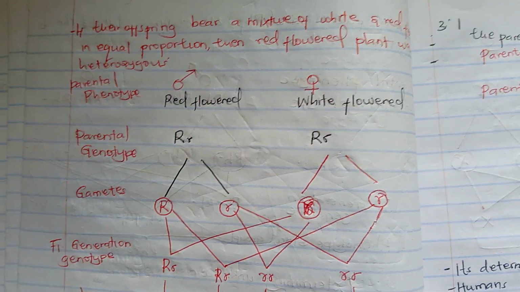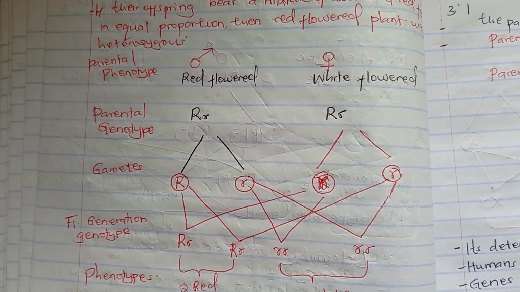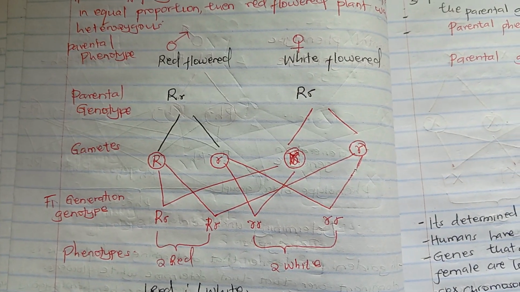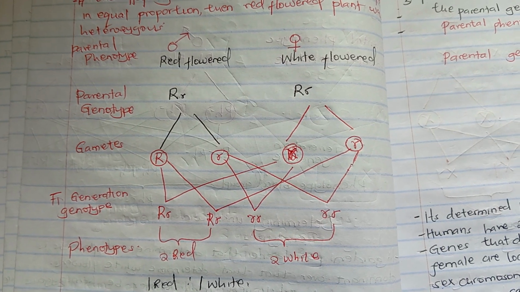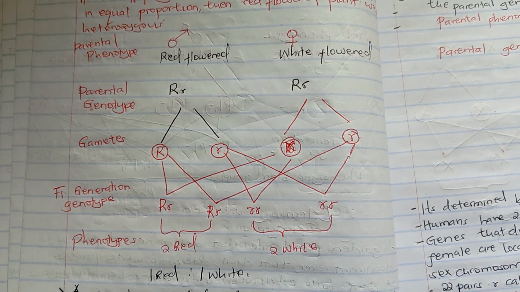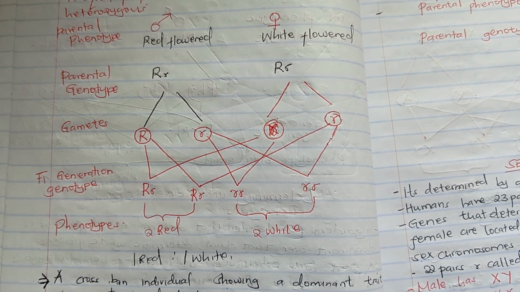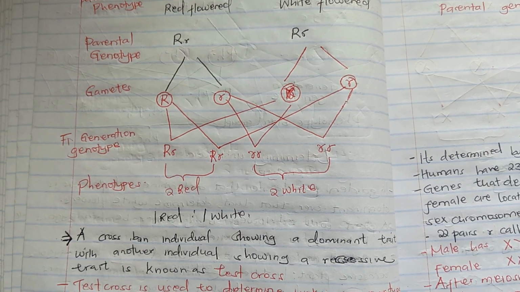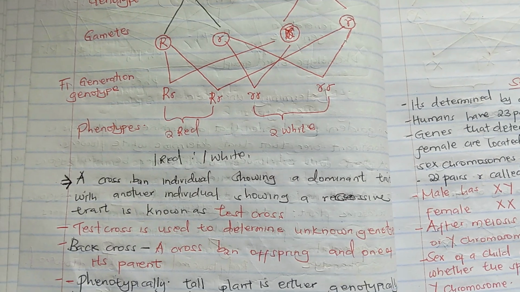If the offspring bear a mixture of white and red in equal proportion, then the red flowered plant was heterozygous, like this one. A red flowered plant and a white flowered plant were crossed. Then you have the parental phenotype and parental genotype there. So there are 2 red and 2 white. Here you're supposed to have small r, not capital R, for white. So then you'll have 2 red and 2 white.